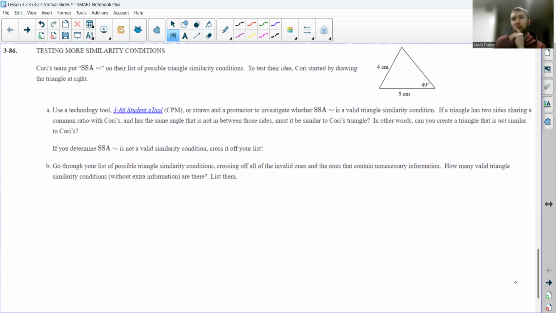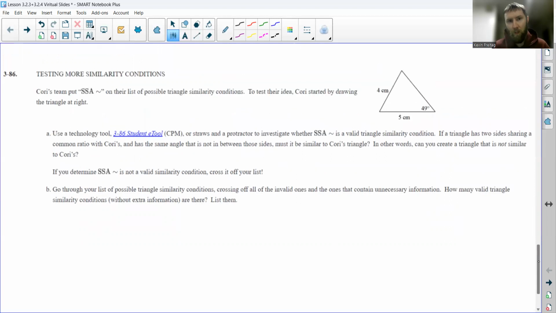It's something we touched on in class on Friday, I believe. I wrote kind of a naughty word on the board, and we talked about how that was not an okay way to prove that triangles are similar, right? So I'm going to show you why that is right now, using this picture right here, okay?